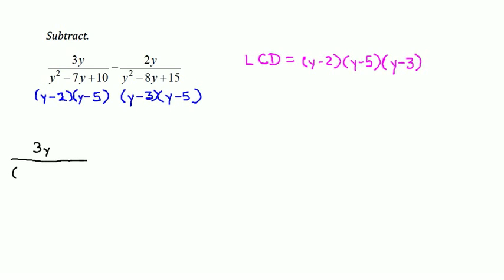3y over y minus 2 times y minus 5. This denominator is missing the factor y minus 3, so I have to multiply both the top and bottom by y minus 3 in order to build up the LCD in this denominator.